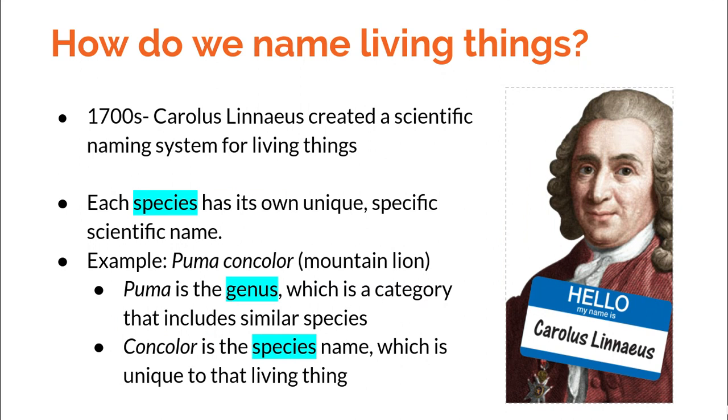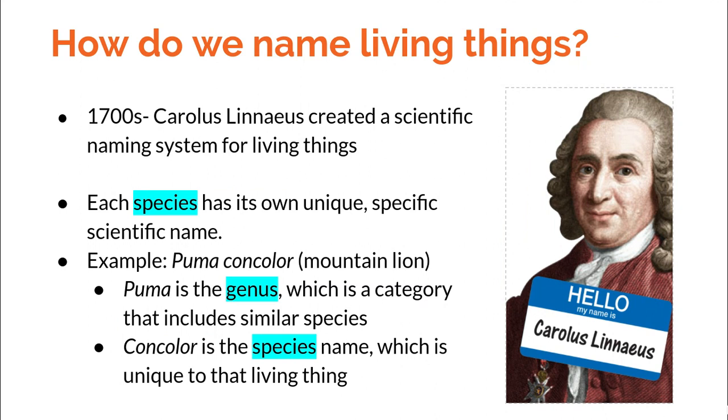This is important because a species is the most specific that we can get when we're talking about living things. So organisms that are in the same species have the same genetic makeup, they can reproduce together successfully, and they're considered to be their own group.